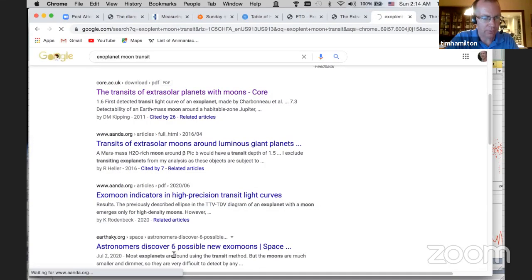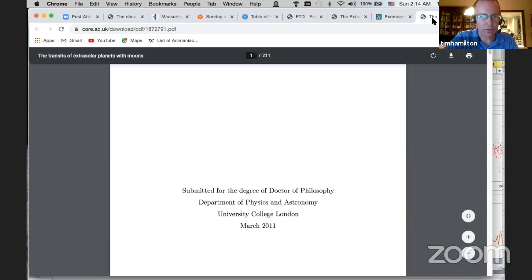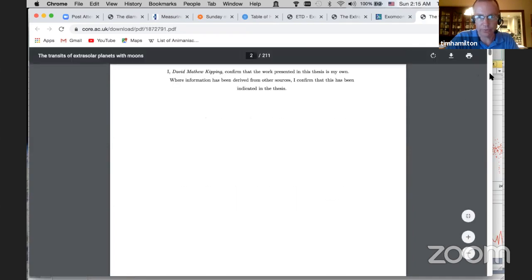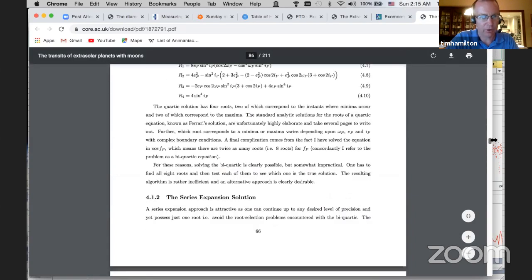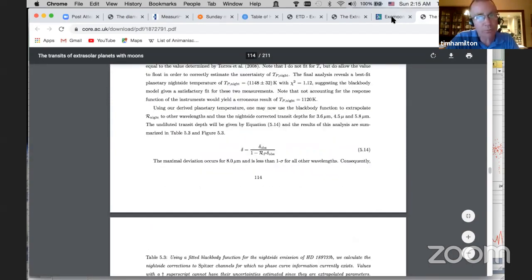Most exoplanets found. Okay, so it looks like this is a guy's doctoral thesis here. Well, that's hundreds of pages, so I'm not going to try to read through that right now. But work is being done on it.